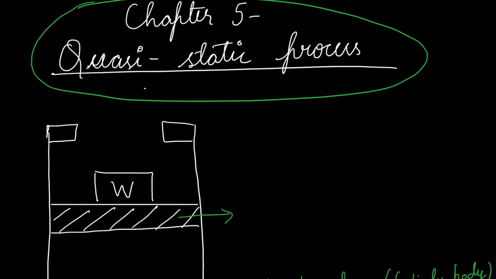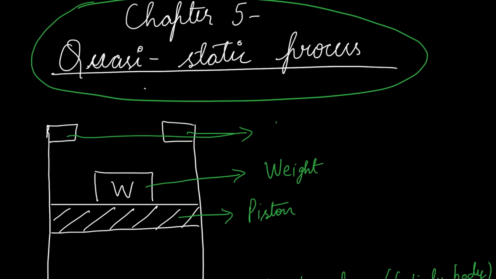Right, this is a piston. So this is our piston. This W is a weight. This is a weight which is on top of the piston. These are the stops. So these both are stoppers or stops, whatever you want to call them. And these stops will not allow the piston to move ahead. So this is where the system boundary ends.